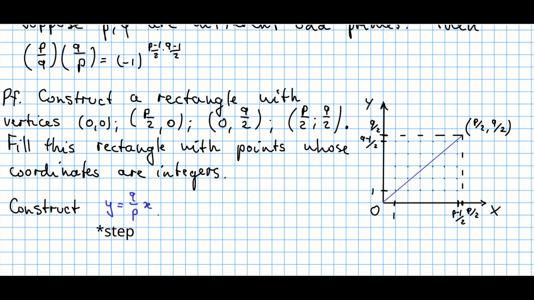The third one, and the most important one, I think, is we're gonna construct this straight line y equals q over p times x. If you plug x equals 0, y is going to be 0, so it starts from this point. And if x is equal to p over 2, then y equals q over 2, so the second point is here. So this blue line corresponds to the equation y equals q over p times x. This is nothing but a diagonal of the constructed rectangle right here.